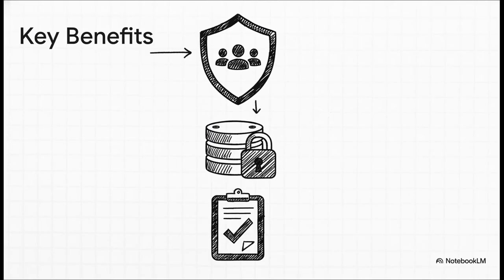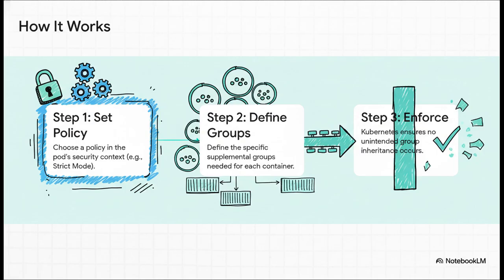So why is this a big deal? Well, it dramatically enhances security and isolation, especially when you have multiple teams sharing a cluster. It helps you properly lock down access to shared storage, and if you're in a regulated industry, say finance or healthcare, this feature is absolutely critical for meeting those strict compliance benchmarks, like the ones from the Center for Internet Security. And you know what? Implementing it is surprisingly straightforward. You just choose a policy right in your pod's security context, something like strict mode. Then you define the exact groups each container needs. Kubernetes just handles the rest, making sure there's no accidental permission creep between your containers.